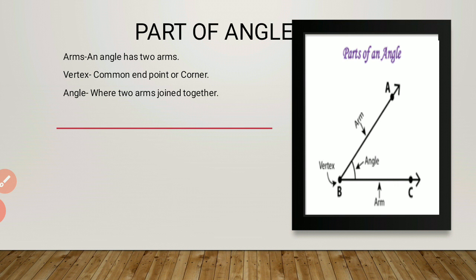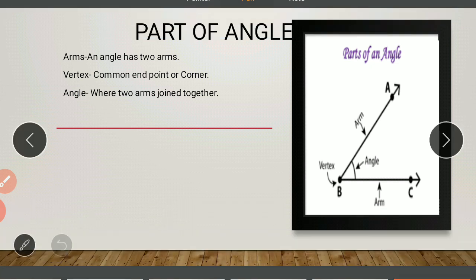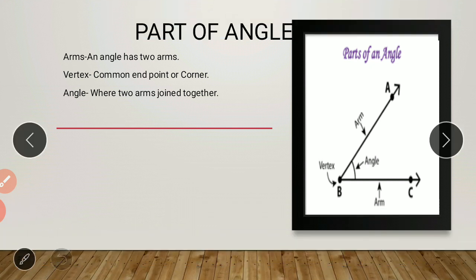So first of all, parts of angles. In this picture you can see there are three parts of any type of angle. First is arm. Here you can see the arms of the angle. Both are arms, there are two arms. And then vertex. What is vertex? This part where two arms join together is called vertex.